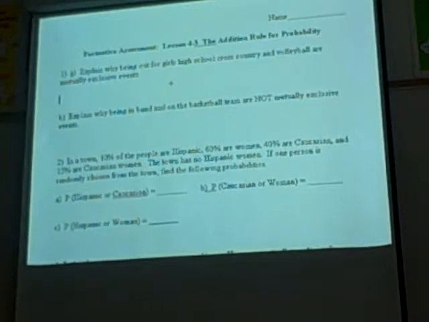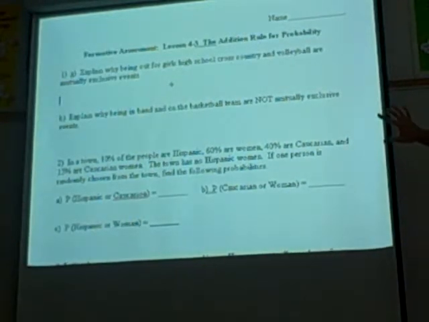So this is your worksheet. I just projected it up here. Number 1A, explain why being out for girls high school cross country and girls volleyball are mutually exclusive events. Jen? Because you can't do cross country and volleyball at the same time. Right. It's not allowed at our school, right?